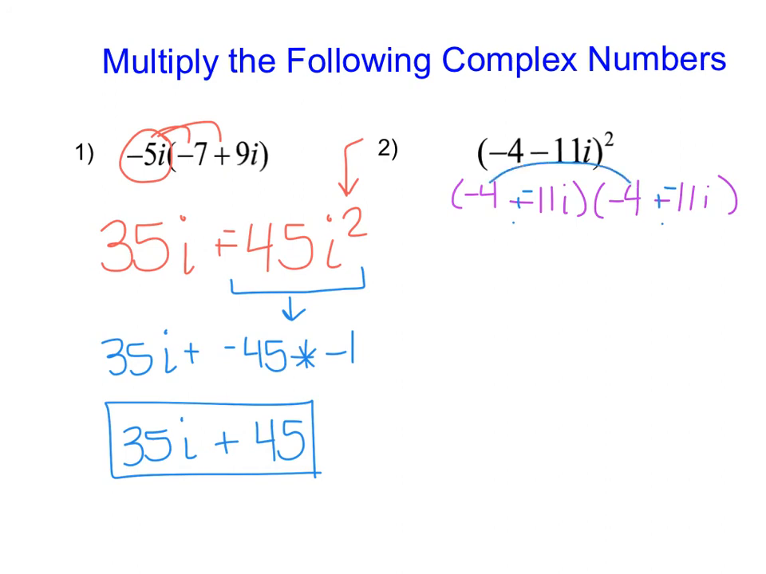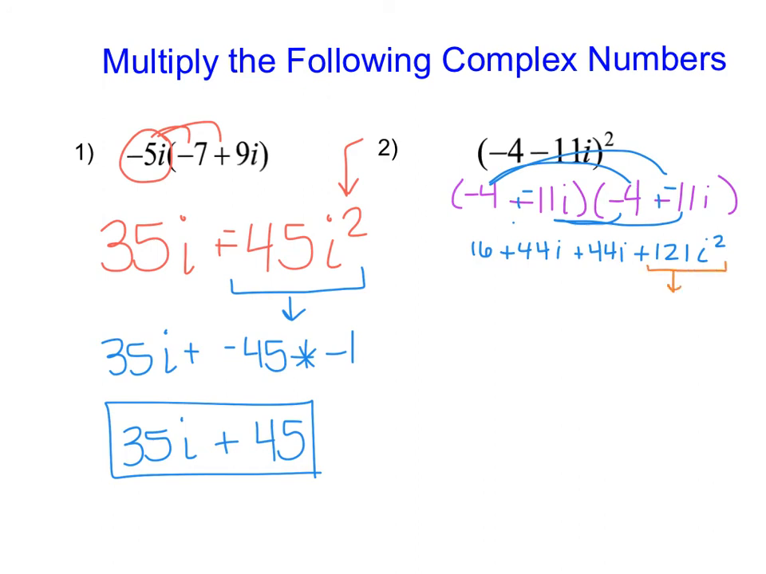So negative 4 times negative 4 is 16. Negative 4 times a negative 11i is a positive 44i. Negative 11i times negative 4 is a positive 44i. And negative 11i times a negative 11i is a positive 121i squared. Now, while I'm almost ready to simplify, I'm not quite there because I need to make sure all of my i values have an exponent of 1.